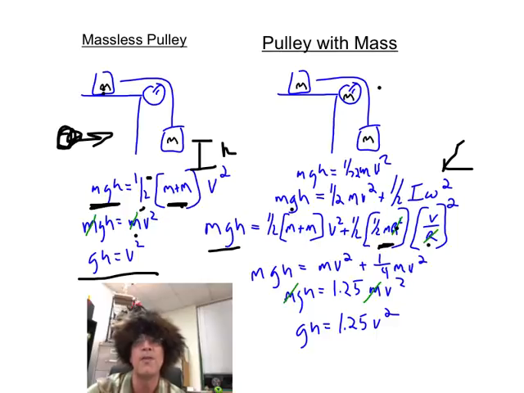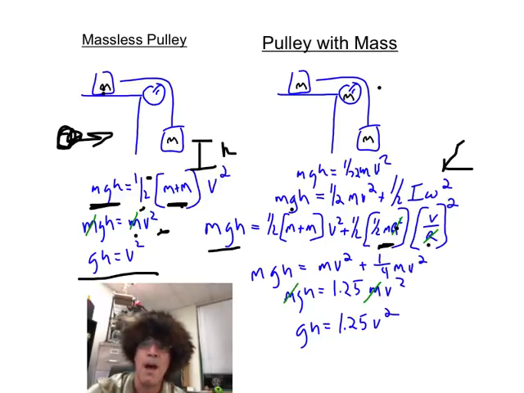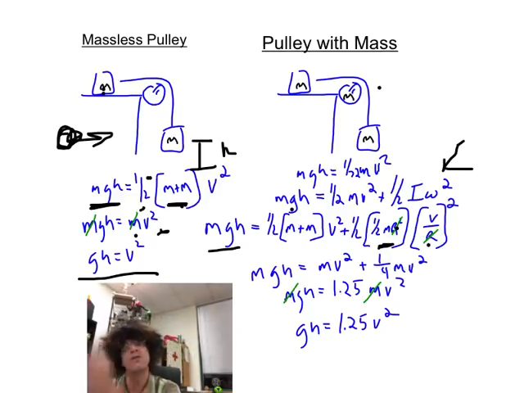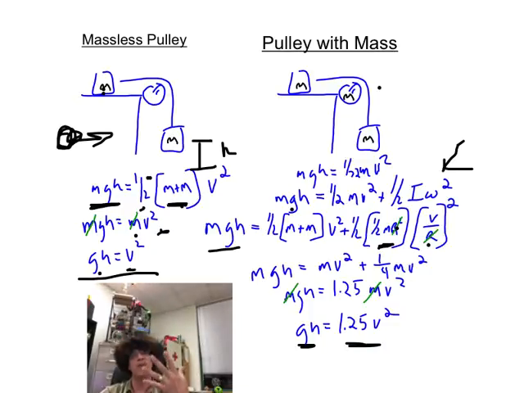I'm left with 1/4 mv squared and the same mv squared I had over on this one. And they combine to 1.25, or I could do 5/4, I guess, mv squared, and my m's cancel. So essentially here, gh equals 1.25 v squared. So essentially whatever energy I started with over on this one, it's going to make this one go faster than this one because I have a factor of 1.25 in there that's going to affect its speed.